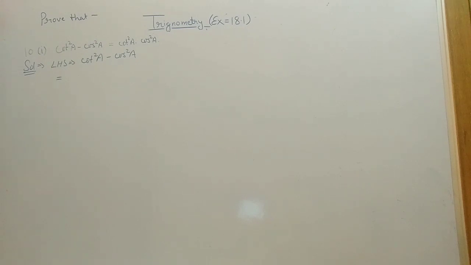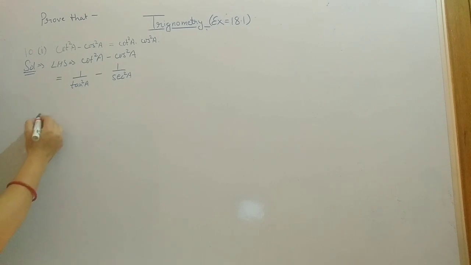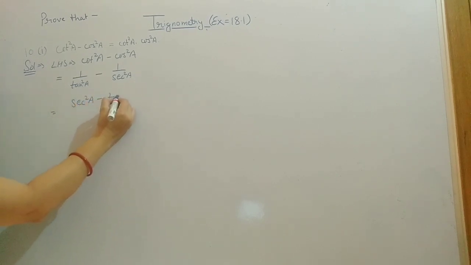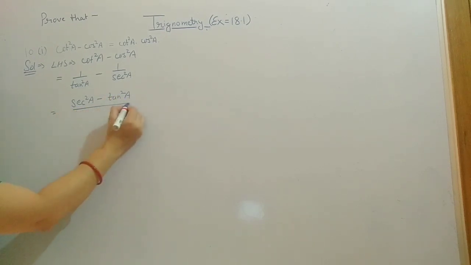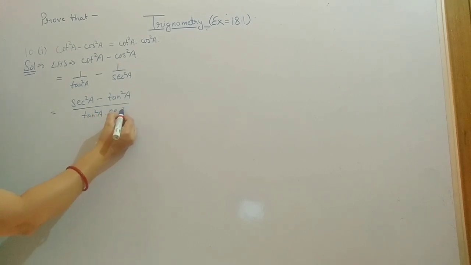Tenth, first part: cot square A minus cos square A is equal to cot square A into cos square A. Here we have taken the left side. First, this cot square A we can write as 1 by tan square A, and this we can write as 1 by sec square A. If we take the LCM, then we will get sec square A minus tan square A by tan square A into sec square A.